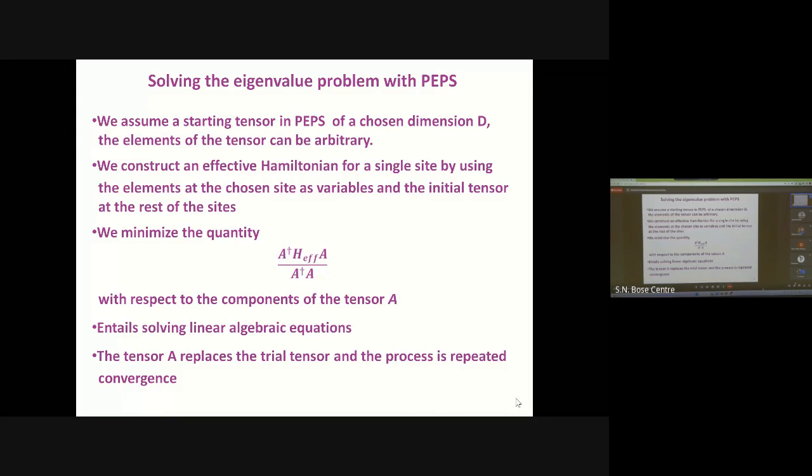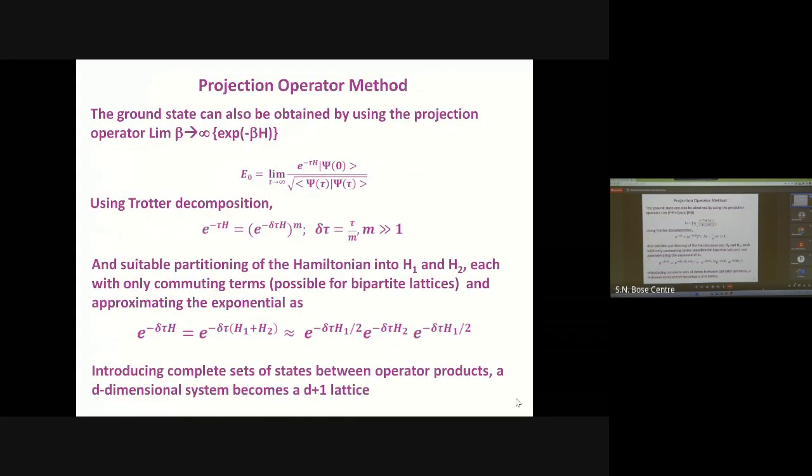So that is one way of doing it, and another way is by a projection operator method and using Schmidt decomposition. But I'll talk about projection operators and Schmidt decomposition when I talk about the time-dependent DMRG. Okay, so right now I want to stop here and take any questions.